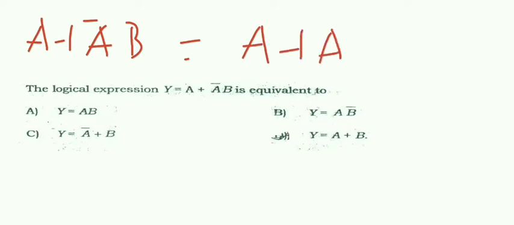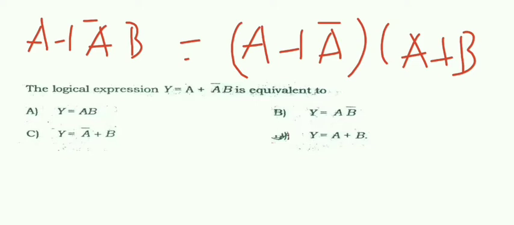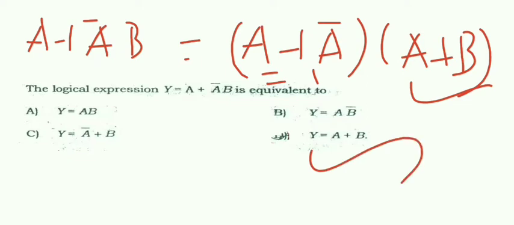So given data is A plus A bar B. I can write this as A plus A bar into A plus B, right? So A plus A bar B can be written as A plus A bar into A plus B. A plus A bar is equal to 1. So resulting answer is A plus B. So option D is the right answer.